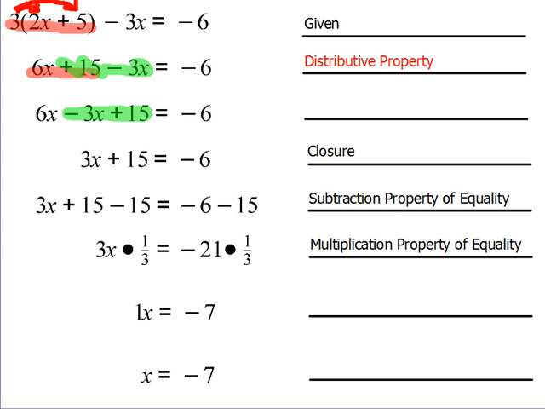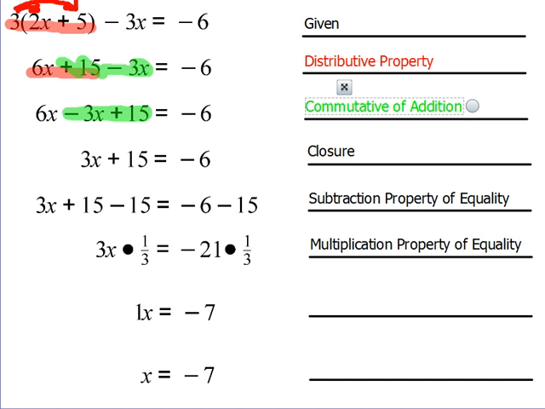So what property says that we can just change the order of things? We know the thing that can change order is the commutative property. Now we have the commutative property of addition, and we have the commutative property of multiplication. Since we were adding, we're going to say the commutative property of addition. And don't worry that it had a minus here, because remember, you can always add a negative, and that's still the same thing as subtracting. So it's always going to be of addition. You'll never have an of subtraction.